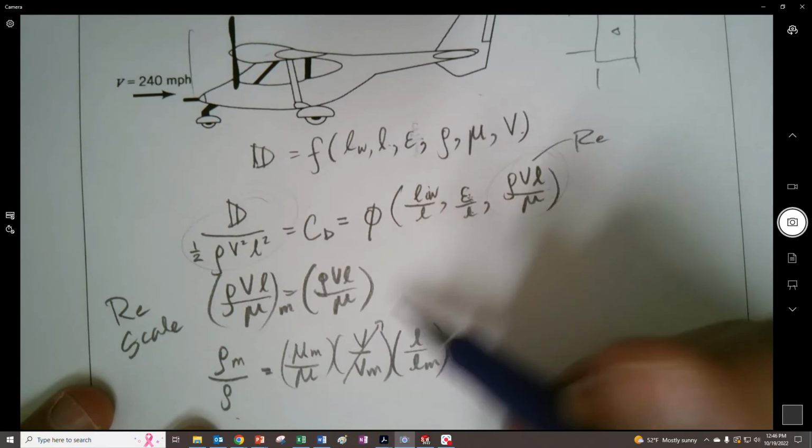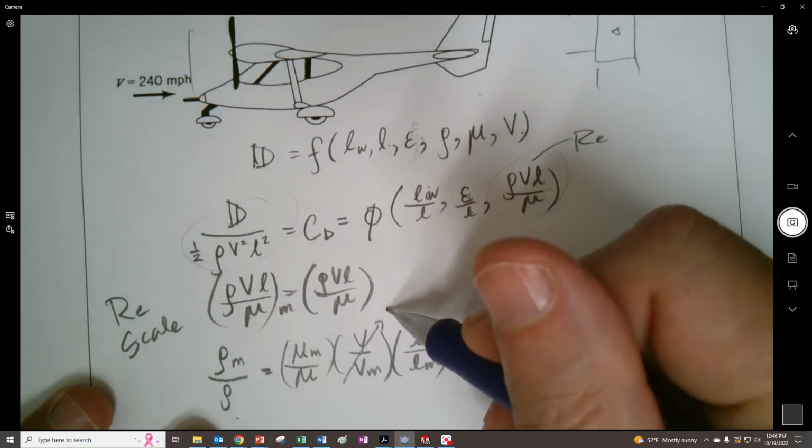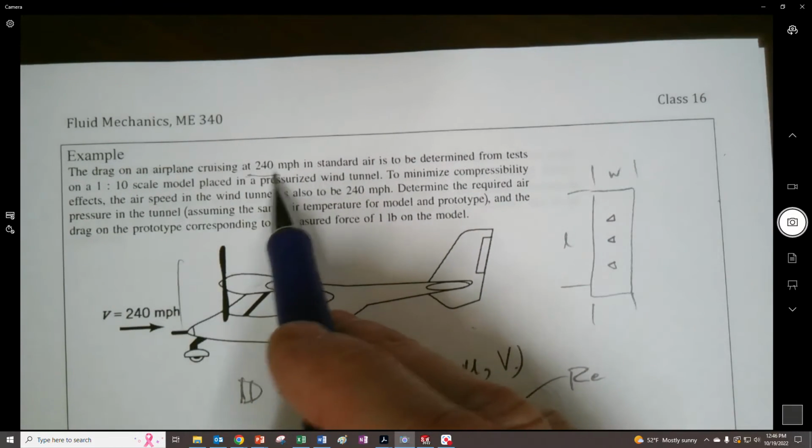Well, we could say right here that that's going to be 1 to 1, because we were told that this is 240 and that this is also 240.